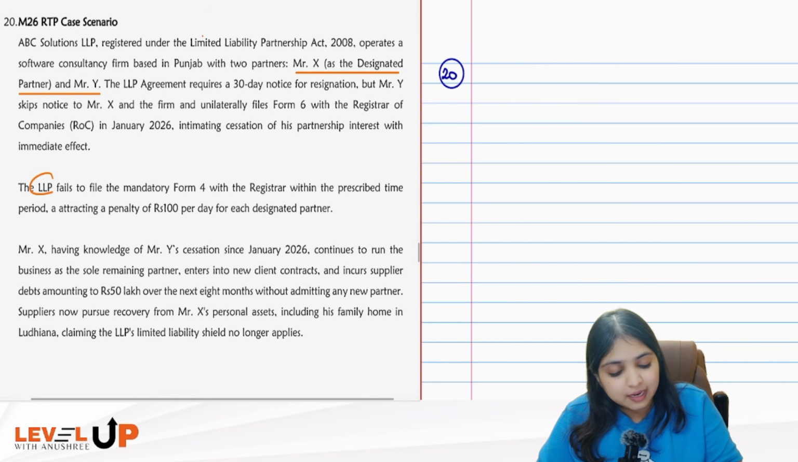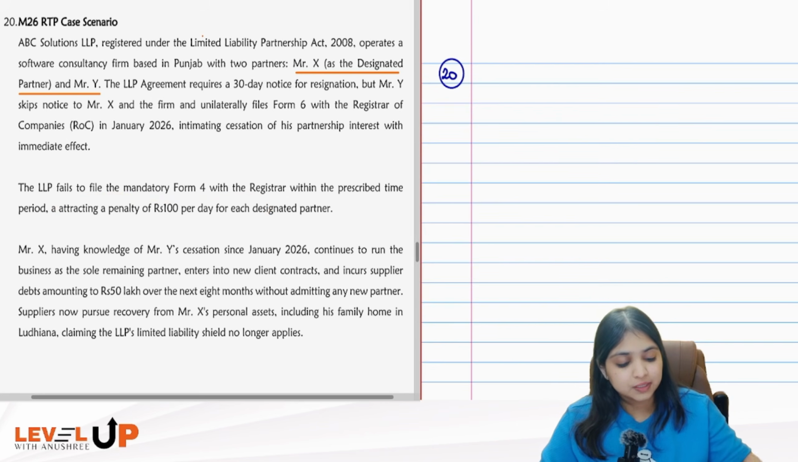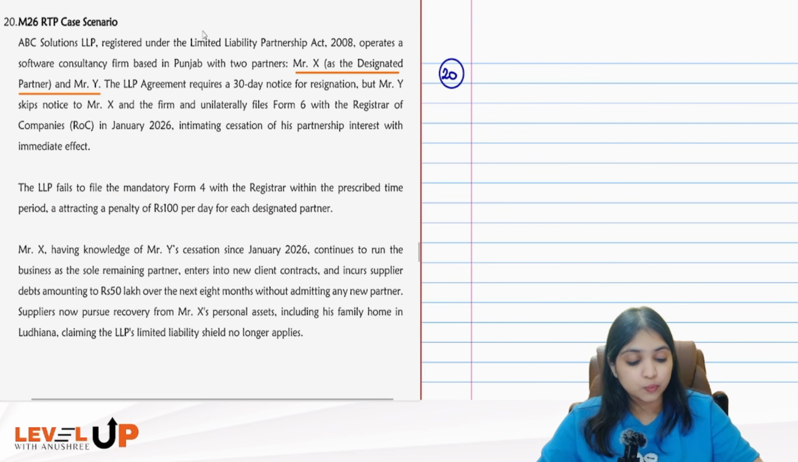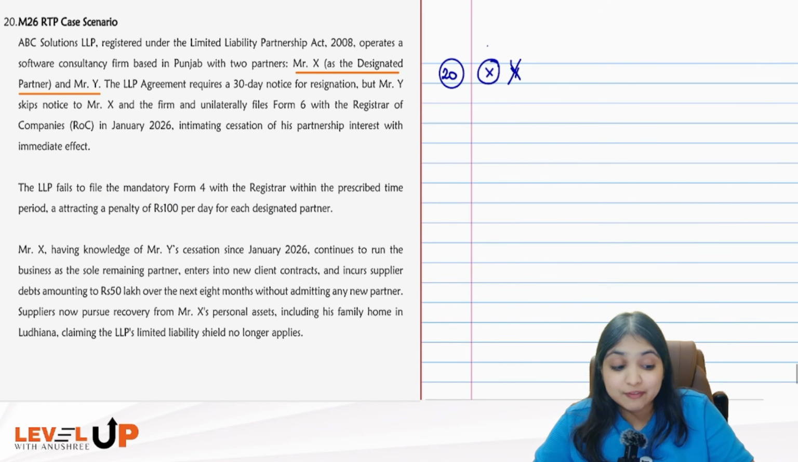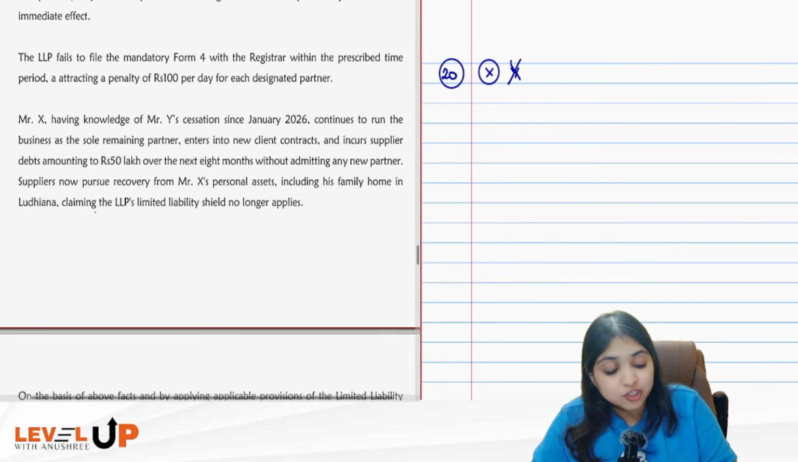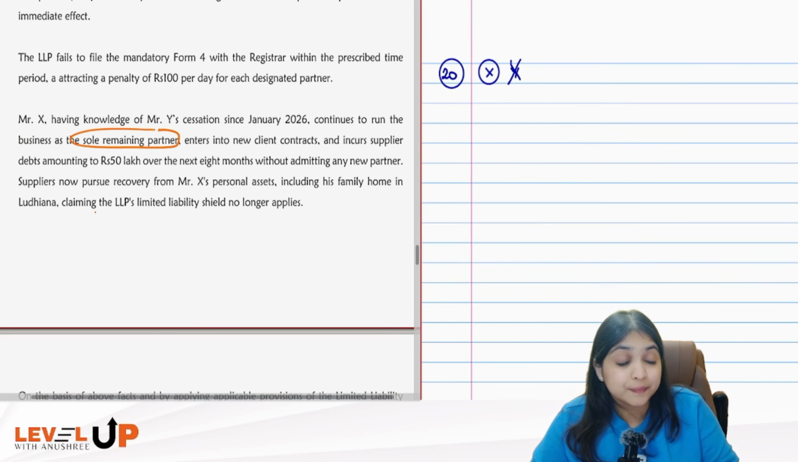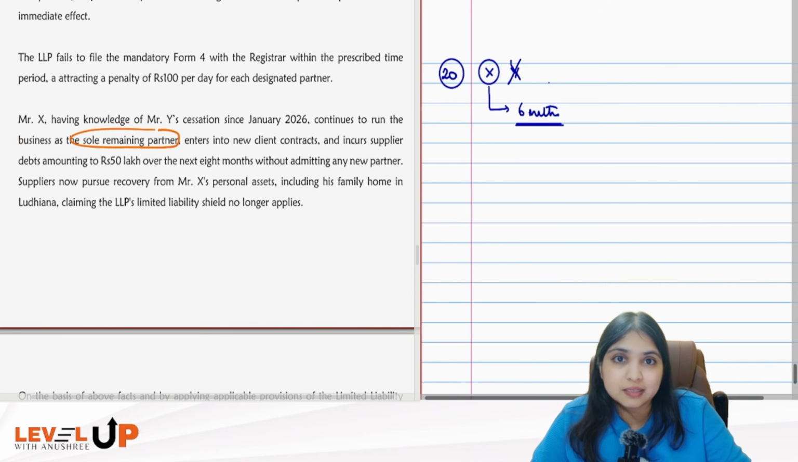Then LLP fails to file mandatory Form 4 with ROC within the prescribed time, attracting a penalty of 100 rupees per day for designated partner. By the way, we had two partners, X and Y. So Y has resigned. Now we're left with only one partner. Keep that in mind. Then Mr. X, having knowledge of Mr. Y's cessation since Jan 26, continues to run the business as a sole remaining partner. Is it okay? See, when we're left with only one partner, we will give this LLP 6 months time to bring the number of partners back to 2.